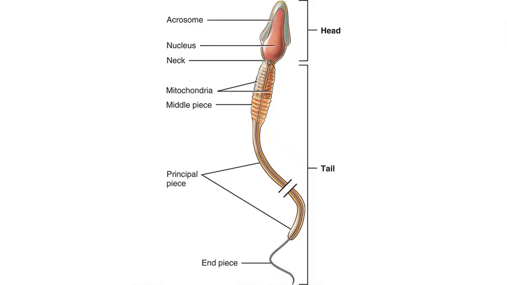Now, the principal piece is the longest portion of the tail. And the end piece is the terminal, tapering portion of the tail, which is quite important for mobility, getting to where it needs to be.